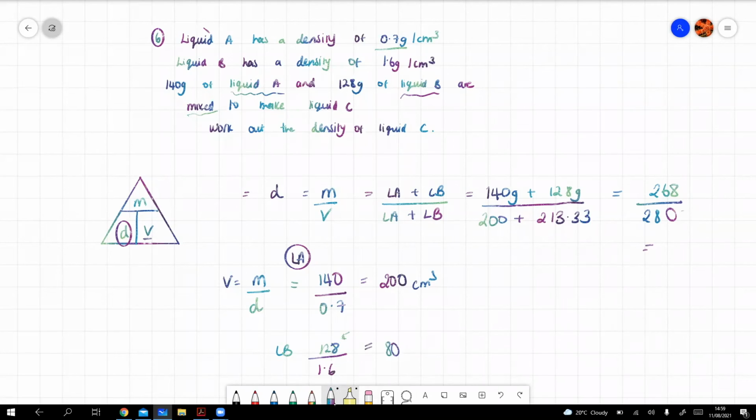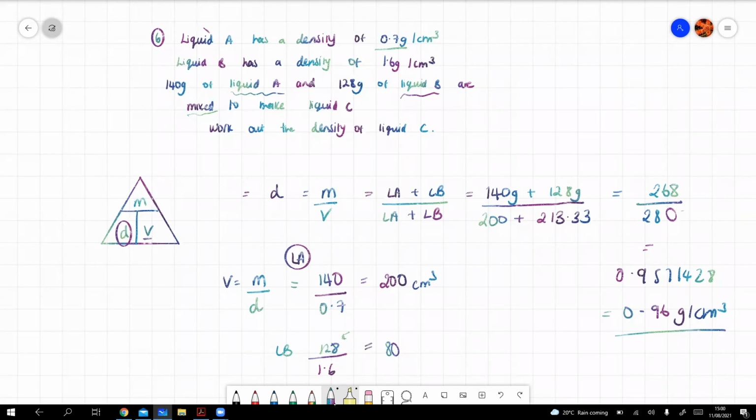Okay, so that's where I made a mistake. So if I just divide that now, 268 divided by 280, and I end up with 0.9571428, 0.96, and it's grams per centimeters cubed, and there is my answer. So an important thing like this is make sure you always double check your answer at the end, because obviously you can make a mistake. There's a lot going on here. I've had to work out the volume for two liquids and add them together.